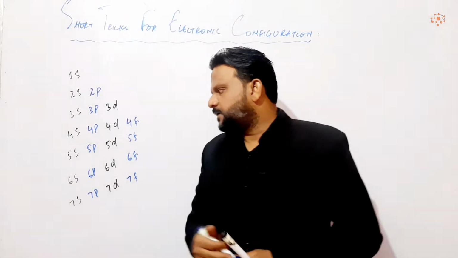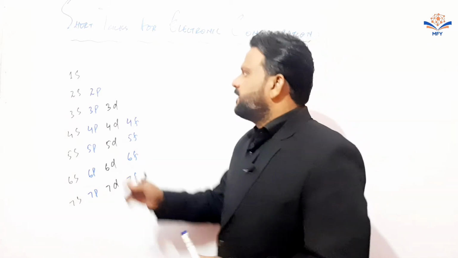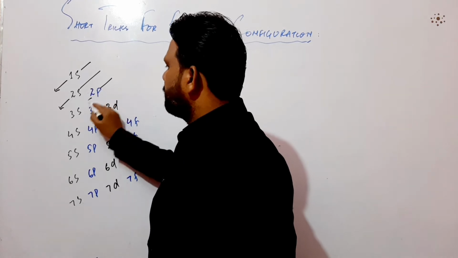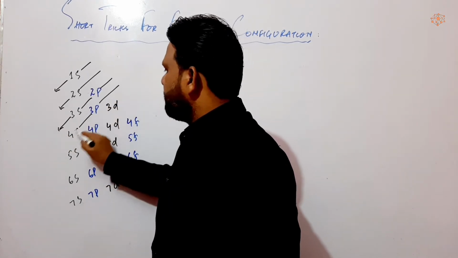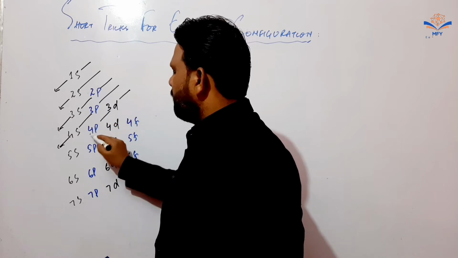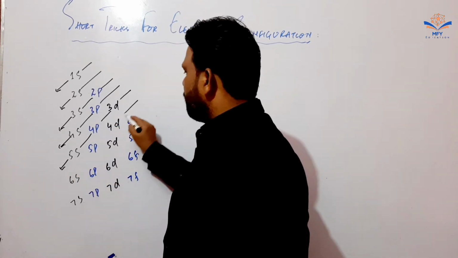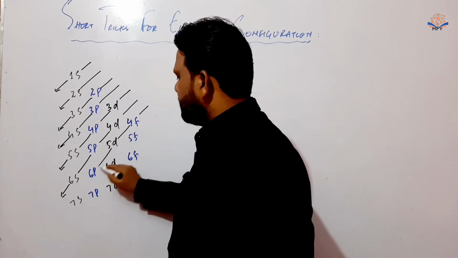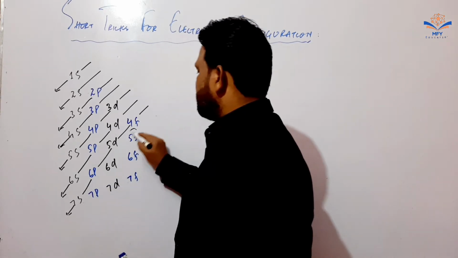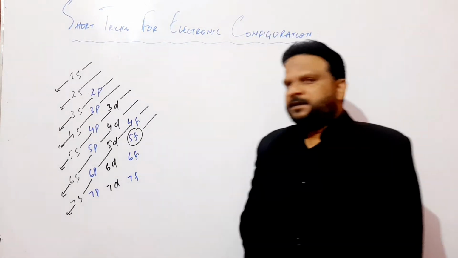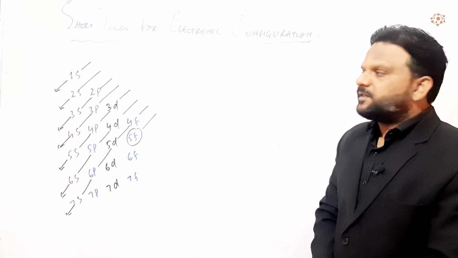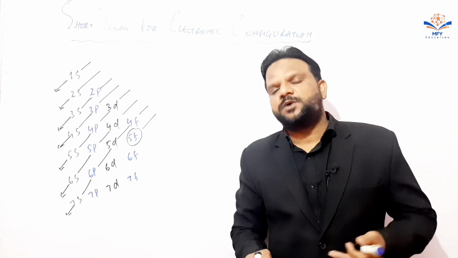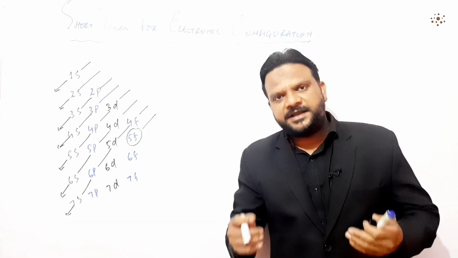After drawing this chart, we cut diagonally from the 1s orbital: 1s, 2s, 2p, 3s, 3p, 4s, 3d, 4p, 5s, 4d, 5p, 6s, 4f, 5d, 6p, 7s. By the Aufbau principle, using this chart, you can easily find the increasing order of subshells starting from 1s, 2s, 2p, 3s, 3p, 4s, 3d and so on.